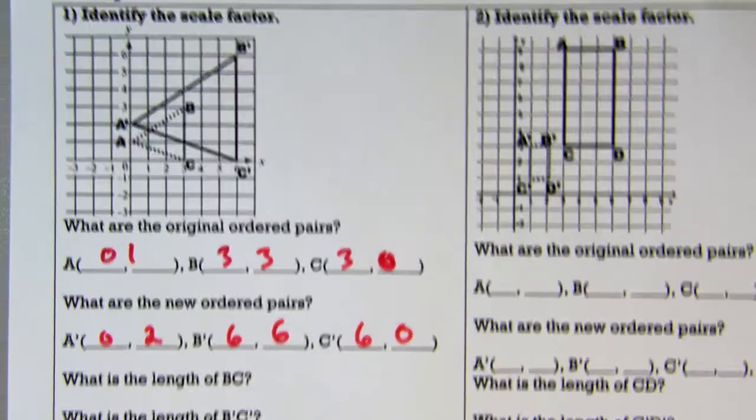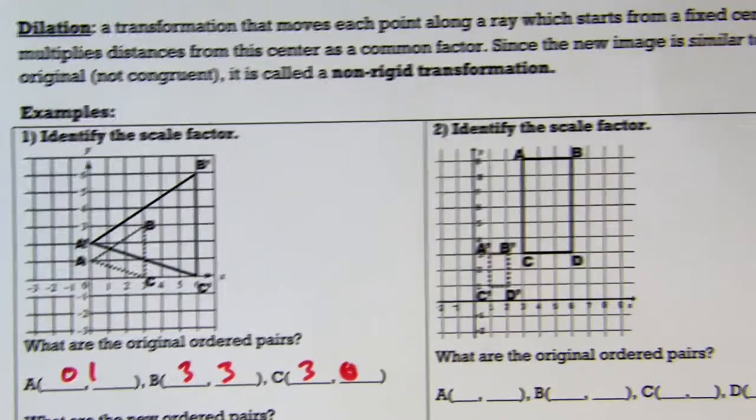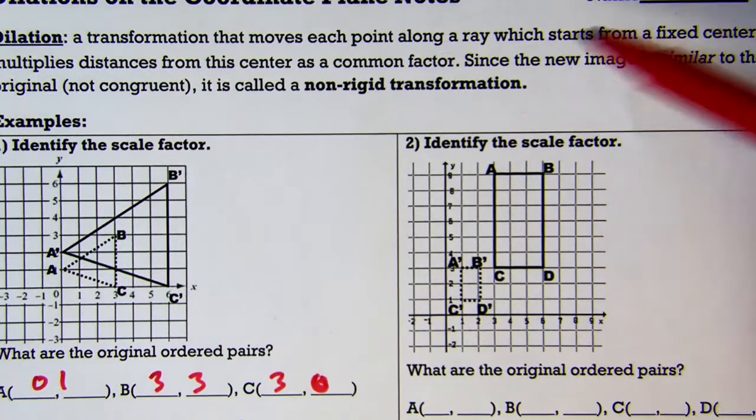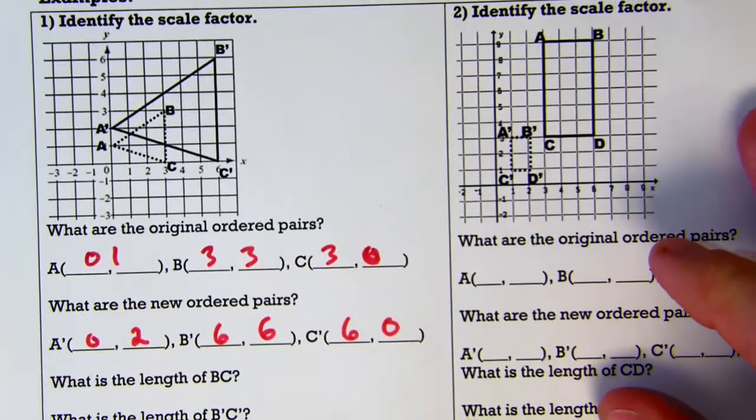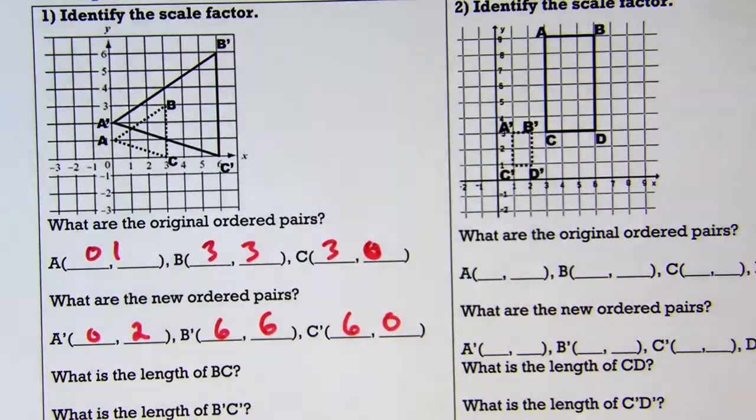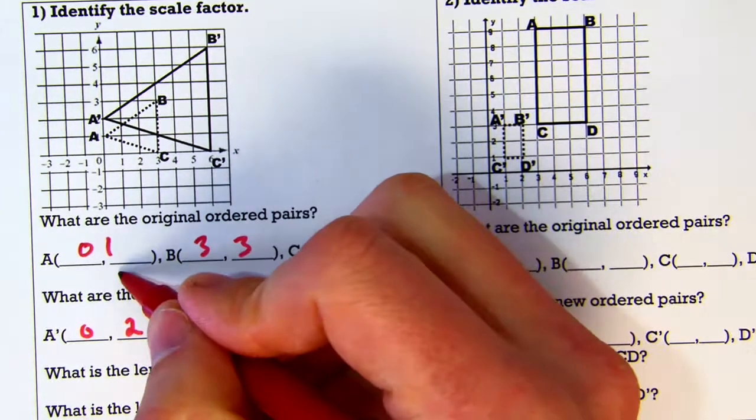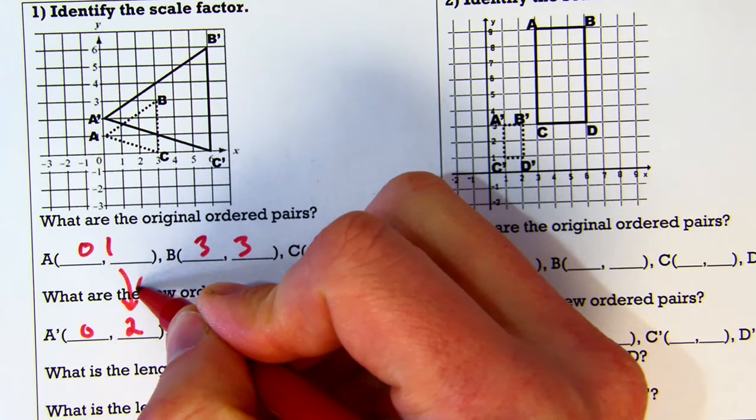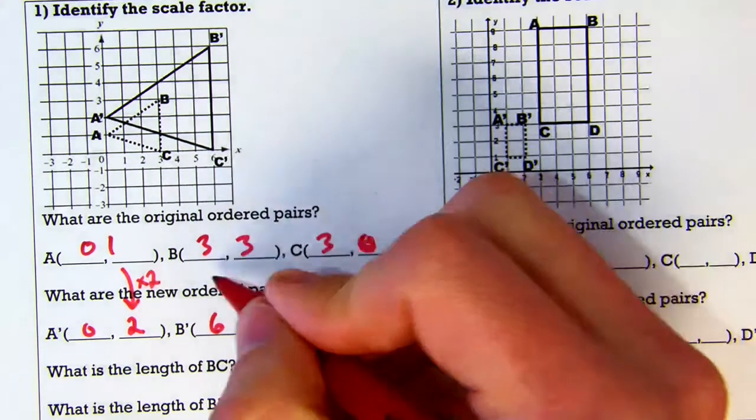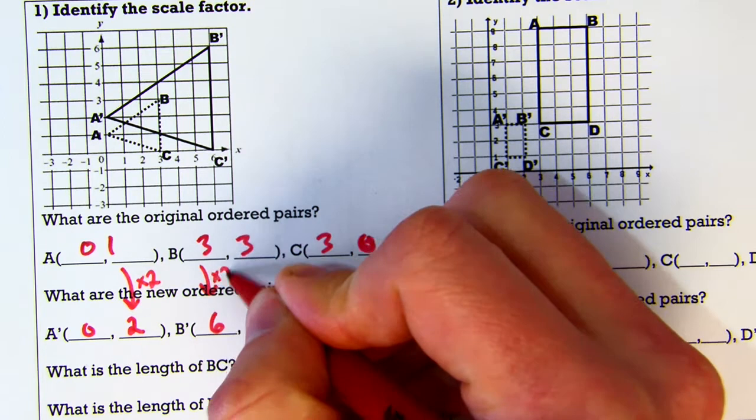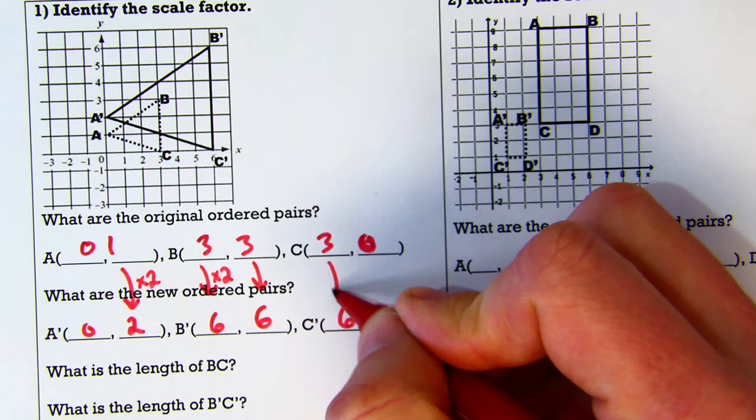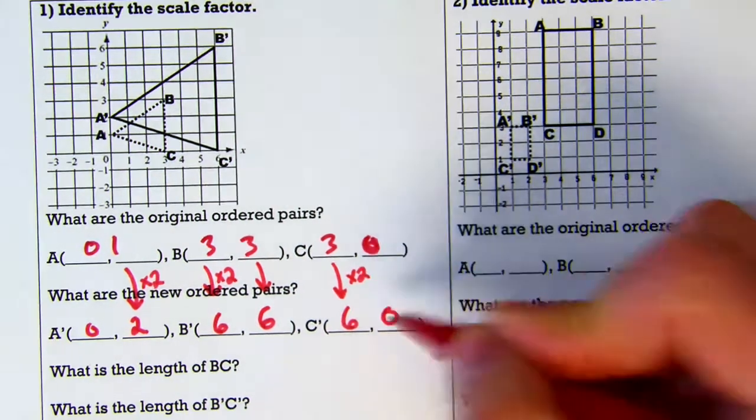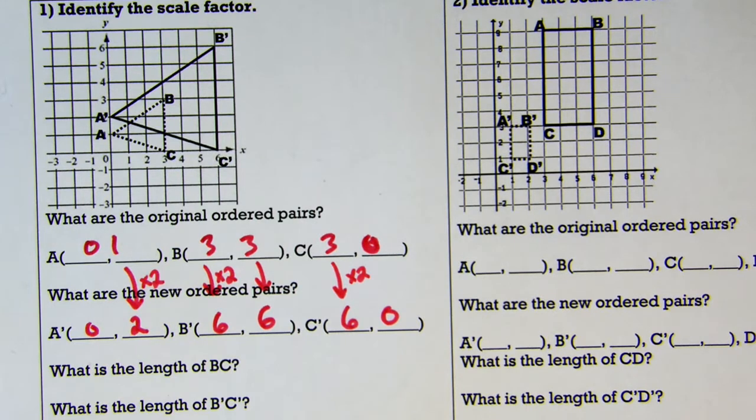Now if we go back up to the definition, it says multiplies distance from the center by a common factor. So we have to figure out how much these are increasing by each time. When I go from 0 to 0, I really can't tell what's happening there. But when I go from 1 to 2, I'm multiplying by 2. When I go from 3 to 6, I'm multiplying by 2. Same for this 3 to 6. When I go from 3 to 6 here, I'm multiplying by 2. And again, I can't say anything that's happening from 0 to 0. So it looks like I'm multiplying by 2 every time.